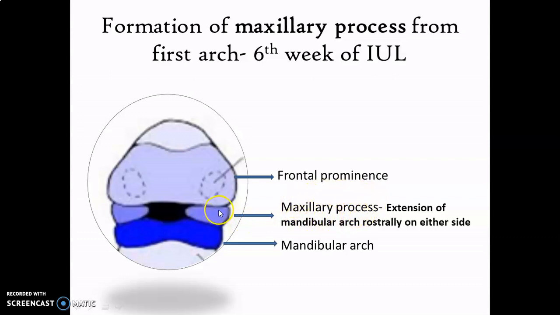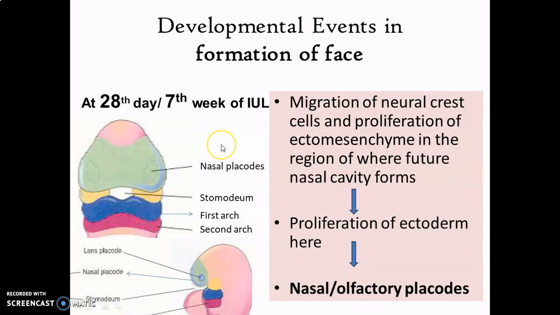Once the maxillary process is formed from the mandibular arch, the rest of the mandibular arch you can call the mandibular process. The maxillary process will give rise to the bone of the maxilla and associated structures. On the 28th day or 7th week of gestation, there is migration of neural crest cells into the frontal prominence in the region where the future nasal cavity will form, which causes proliferation of ectoderm in this region, as you can see in this image, creating a bulge which is known as nasal placodes on either side.